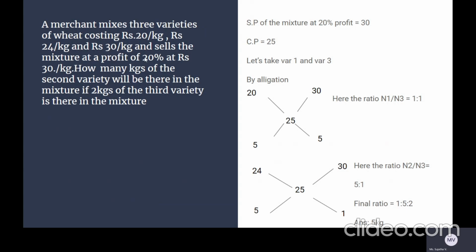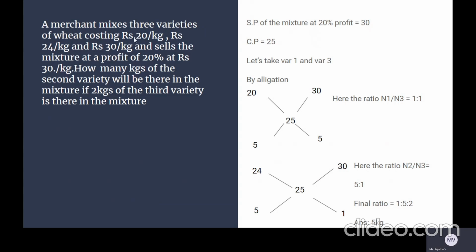The profit percentage is given, so we apply the formula. The selling price of the mixture at 20% profit is 30. It is given. So applying the formula, selling price minus cost price by cost price into 100, that will give me the cost price. So I got the cost price as 25. I've not written down the steps, I've just applied the formula to get the cost price.